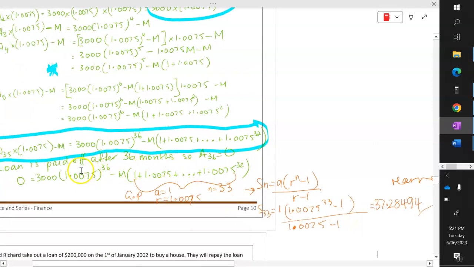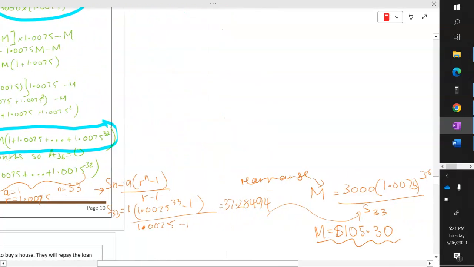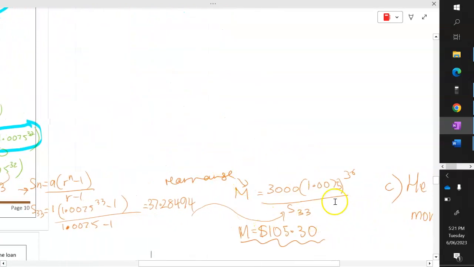So when I pop that back in there in terms of our sequence and rearrange it, this is the equation I'm solving. M being equal to 3,000 times 1.0075 to the 36 divided by that sum, which is this value here, and I'm going to get my repayments of $105.30.